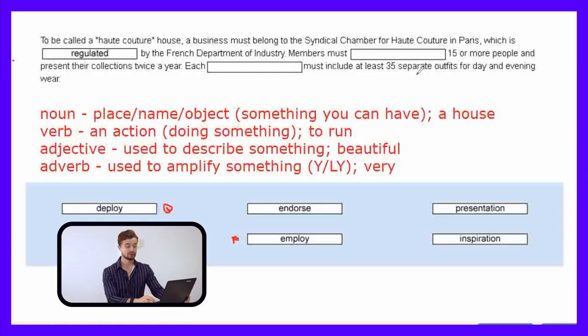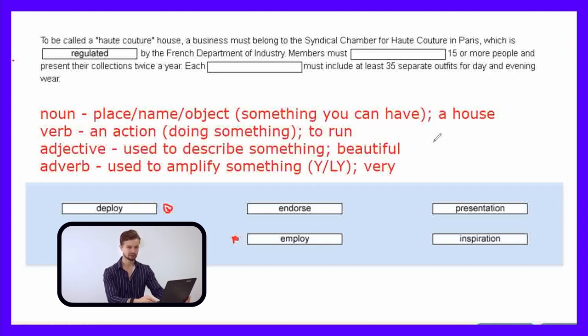And each blank must include at least 35 separate outfits. So each endorse must include? No. Each employ? And it's employee, not employee. So don't get confused. Each presentation must include 35 outfits, or each inspiration must include different outfits. So again, if we use the previous trick, the only thing we can fit in here is a noun. Each house must include 15 outfits or 35 outfits.